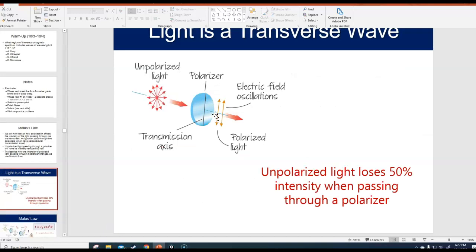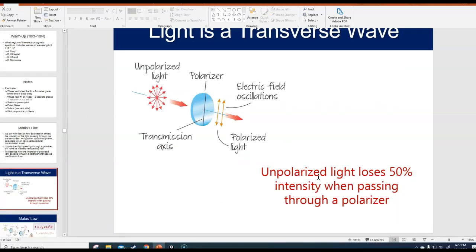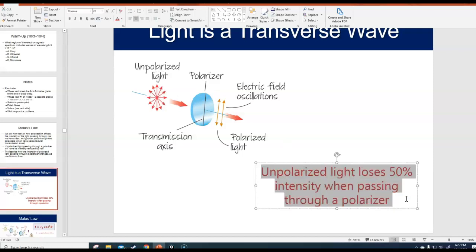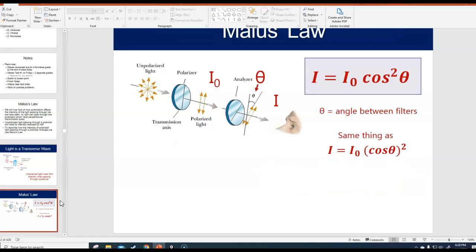Here we have just a picture of unpolarized light becoming polarized. Just a repeating of the fact that I said unpolarized light loses half of its intensity when passing through a polarizer. Now we get to Malus's Law. Once the light is already polarized and we're going through a second one, an analyzer, now we get to Malus's Law. Here's how Malus's Law works.